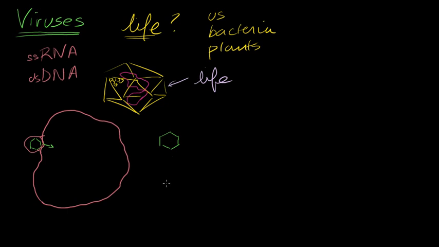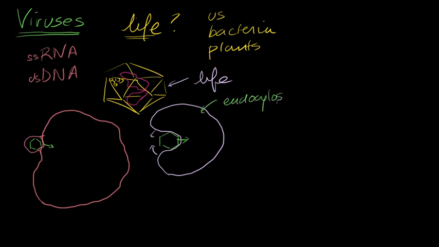So the cell wraps around it like this, and these sides will eventually merge, and then the cell and the virus will go into it. This is called endocytosis. I'll just talk about that. It just brings it into its cytoplasm. It doesn't happen just to viruses, but this is one mechanism that can enter.